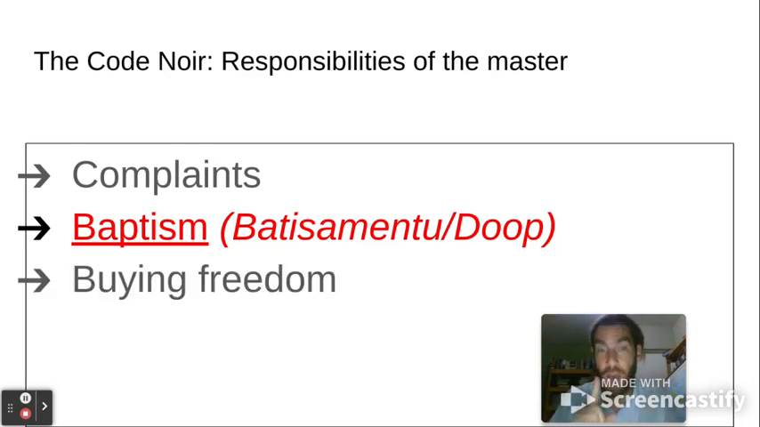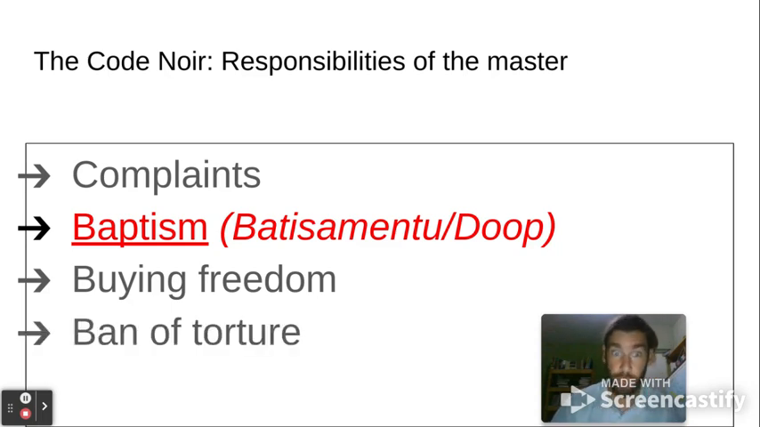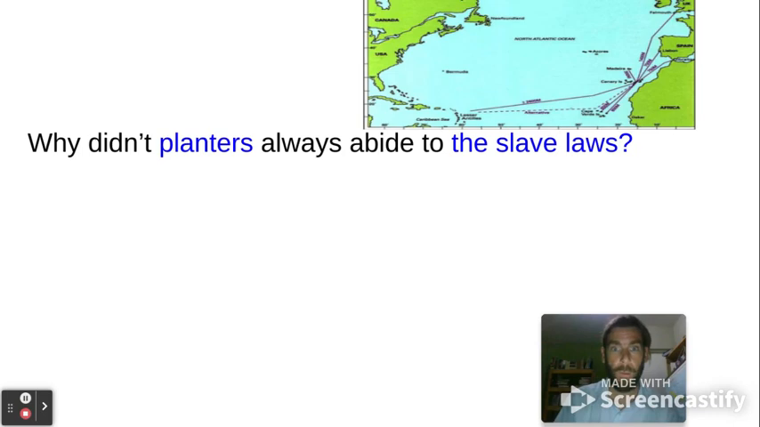And they had to have a possibility of buying their freedom. So in their lives as slaves, there had to be some possibility to earn money, and some possibility to earn their freedom. Torture was banned in the Code Noir, although there were possibilities for executions, but it was a ban of torture. Now we're going to look at what really happened on the islands of the Caribbean, what we know of.